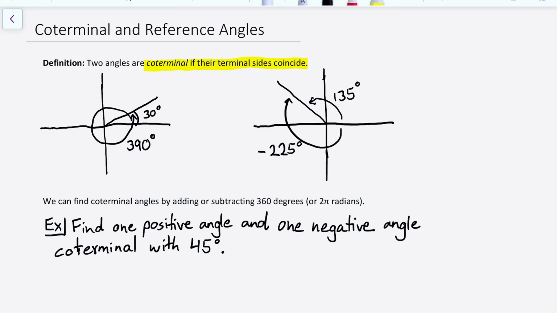So we can find coterminal angles simply by adding or subtracting 360 degrees. That moves us one revolution around the circle and gets us back to the same place. Or if you're working with radians, adding or subtracting 2 pi radians.